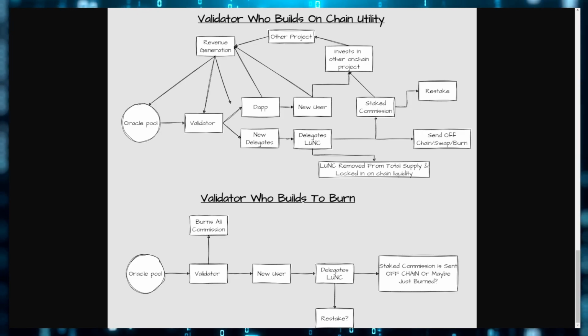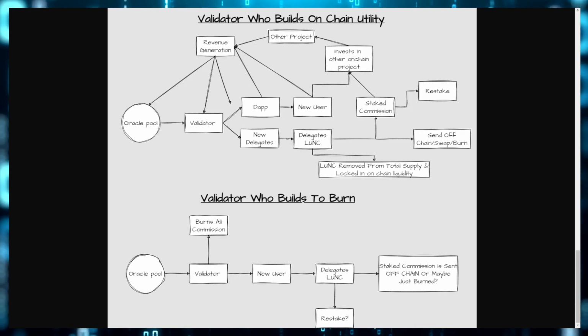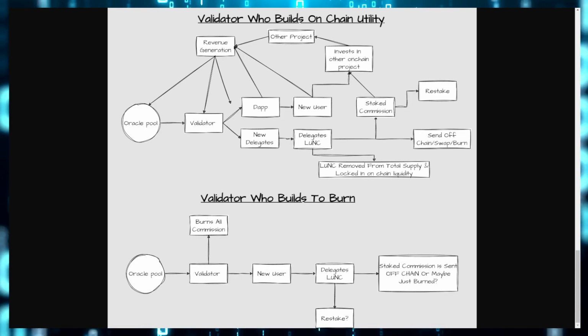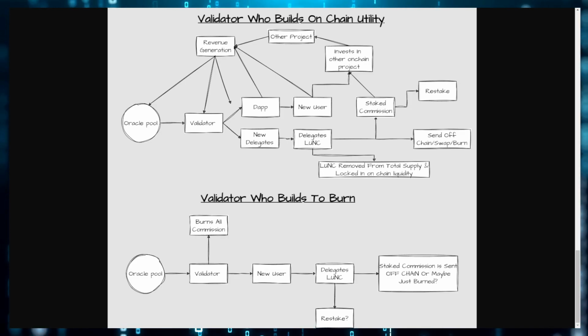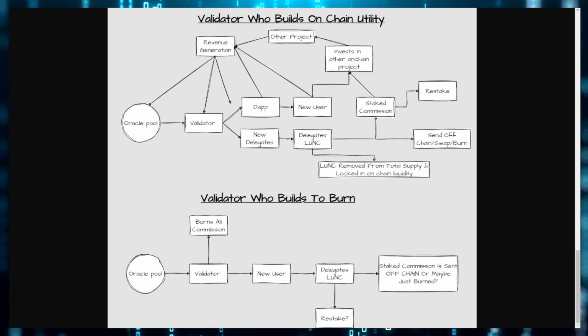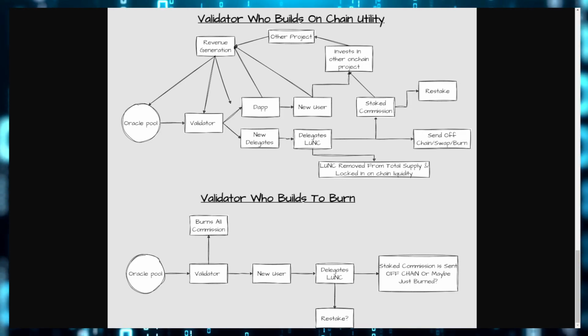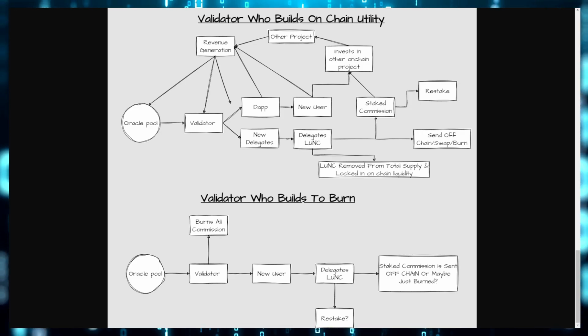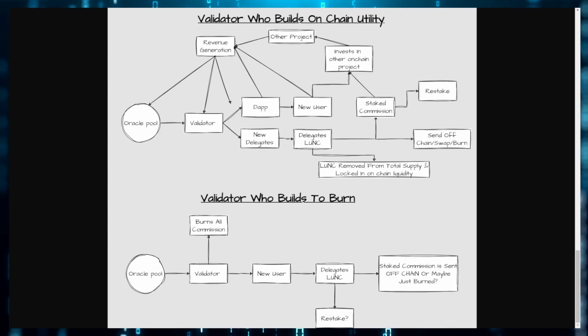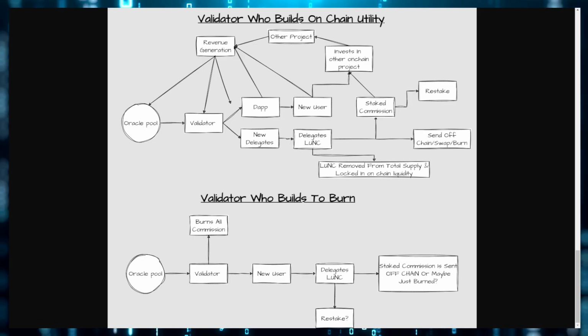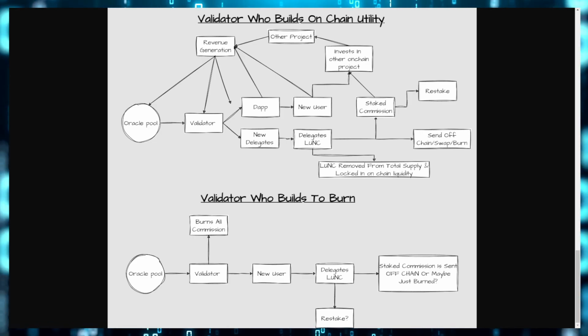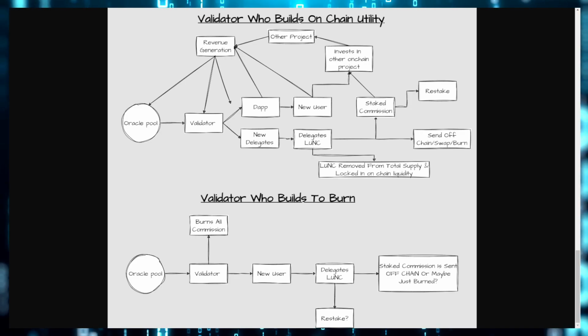So look at the difference between a validator who builds on-chain utility versus a validator who builds to burn. This validator gets his rewards from the Oracle pool, and he has a DApp. He's also getting new delegates. So those new delegates, they can delegate their LUNC. That LUNC gets locked up from the total supply, locked in the chain, on chain, nice stored liquidity. Obviously, we do get this here as well, but there's a very slim chance of it being restaked. The likelihood is they're just sending it off and just swapping it.